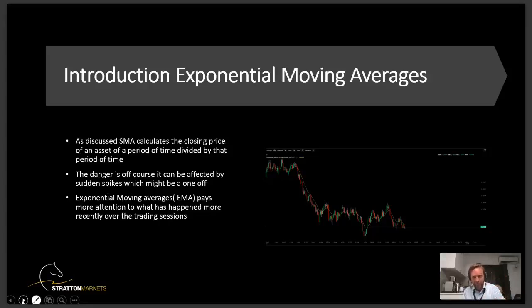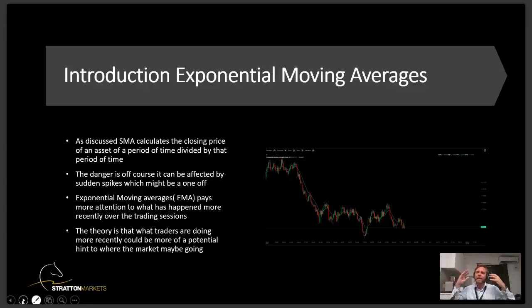So if it's a 10-day exponential moving average, it pays more attention to the closing prices of day 7, day 8, day 9, and day 10. It takes more focus on those closing sessions of the recent days, with the theory that it is looking at what traders or the market have been doing more recently, rather than taking a look at the overall picture.